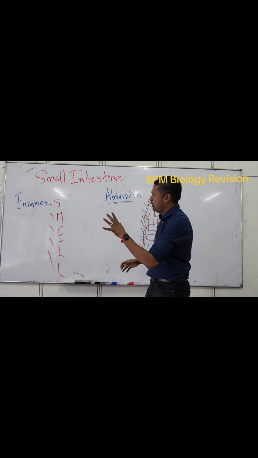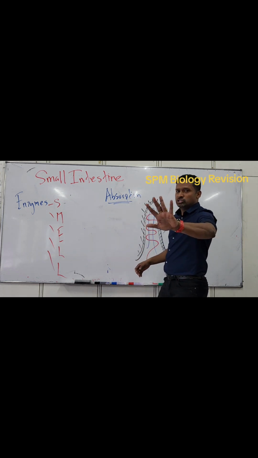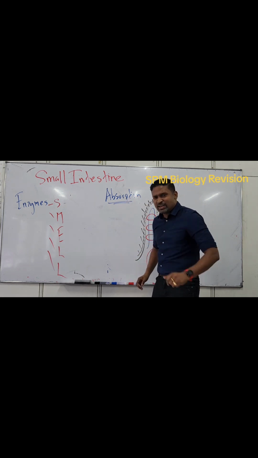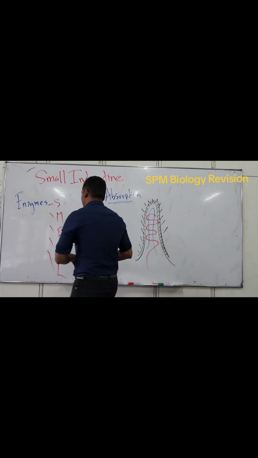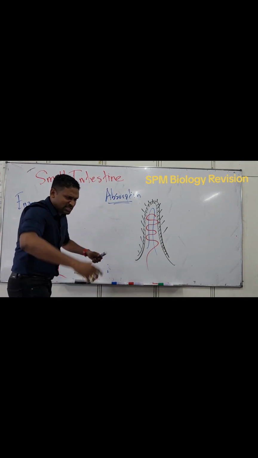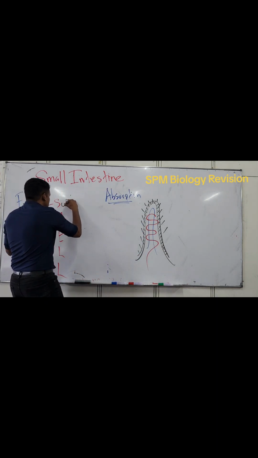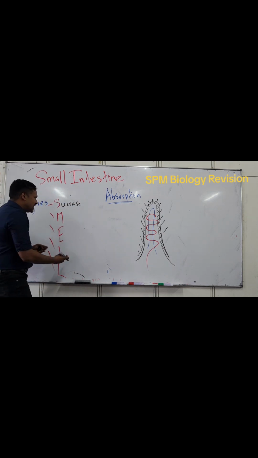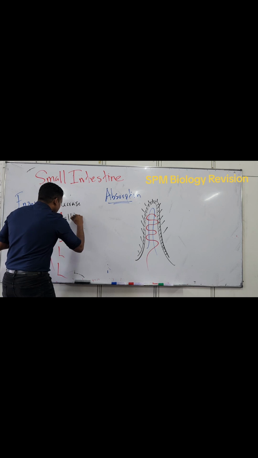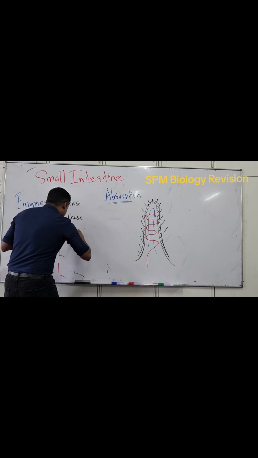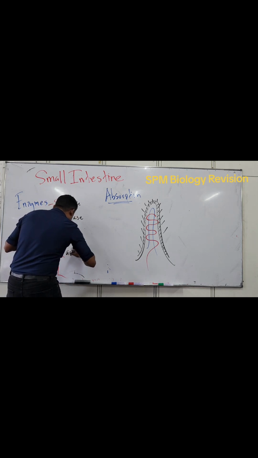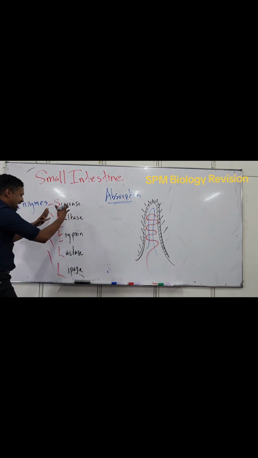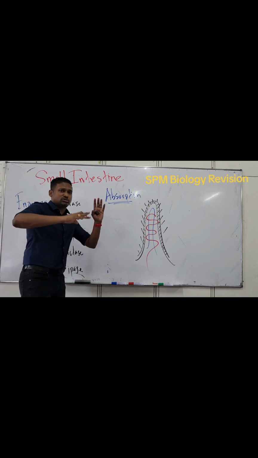Very fast one, guys. So small intestine, special one, because it produces 5 enzymes. Then it also does absorption. What are the 5 enzymes produced by the small intestine that work in the small intestine here? Will be sucrase. Remember it as SMELL. SMELL stands for sucrase, maltase, erepsin, lactase, and then got lipase. So these are the 5 enzymes produced by the small intestine.